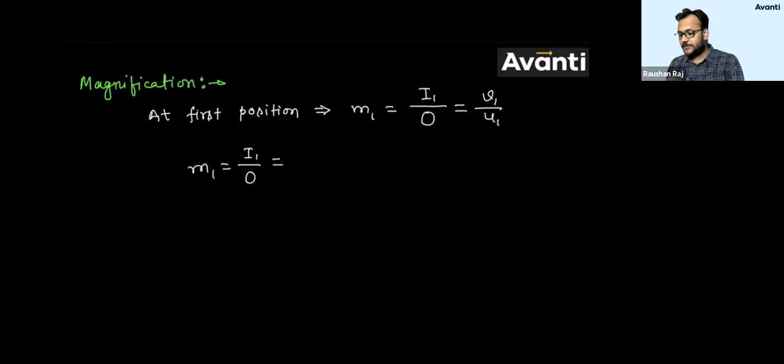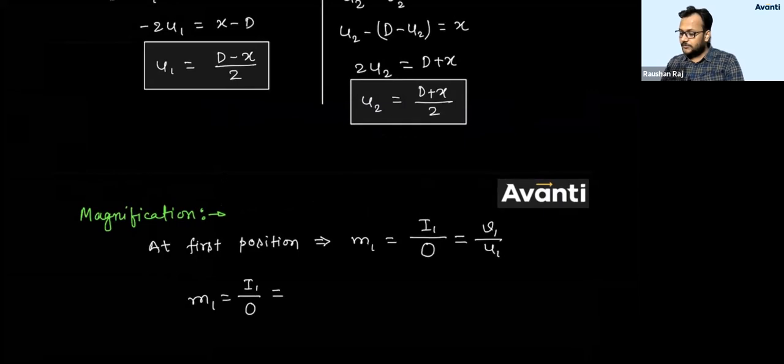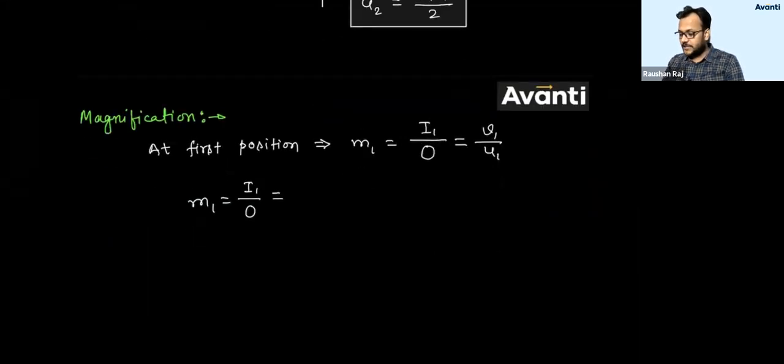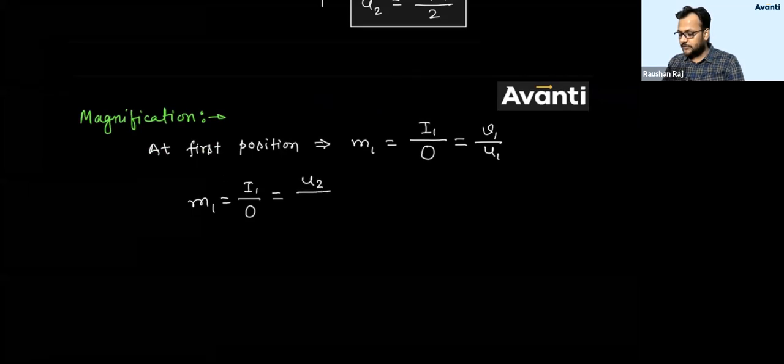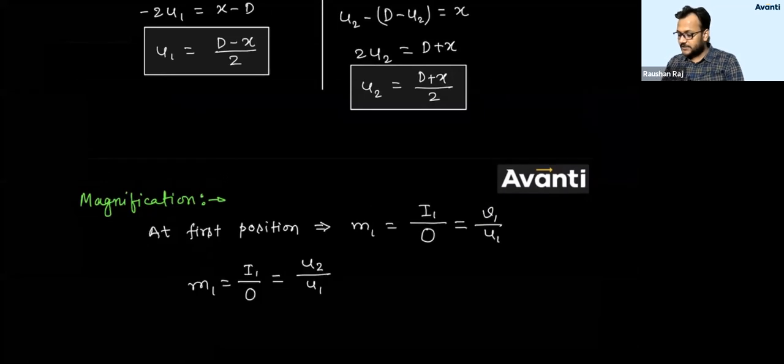Put the value of V1 and U1. So what is V1? V1 is equal to U2. So I can simply write U2 divided by U1. What is the value of U2 and U1? Just now we have figured out. So let us put the value. I'll get D plus X divided by D minus X.